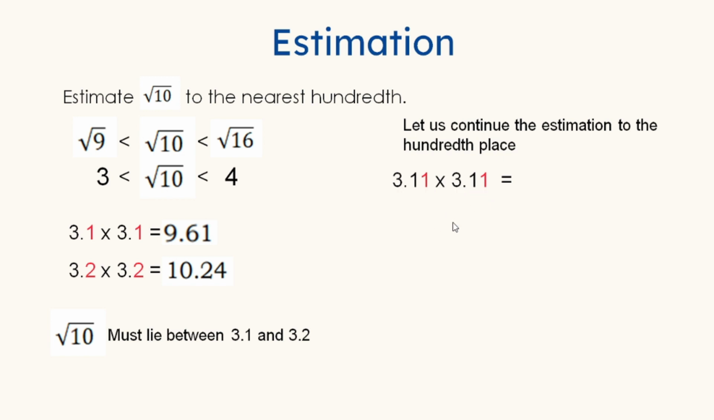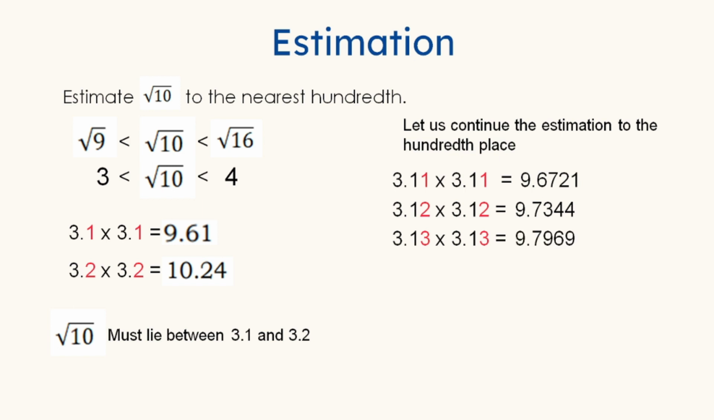So, 3.11 na siya ngayon. 3.11 times 3.11. So, ang sagot dyan ay 9.6721. Medyo malayo pa, right? 3.12 times 3.12, that's 9.7344. Medyo malayo pa din. Next is 3.13 times 3.13, that's 9.7969. Medyo malayo pa. 3.14 times 3.14, 9.8596. Yan, medyo malapit na.